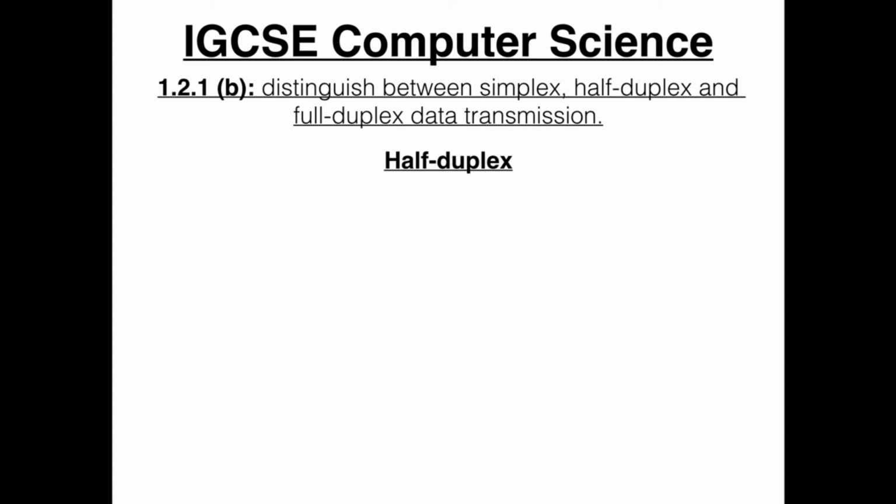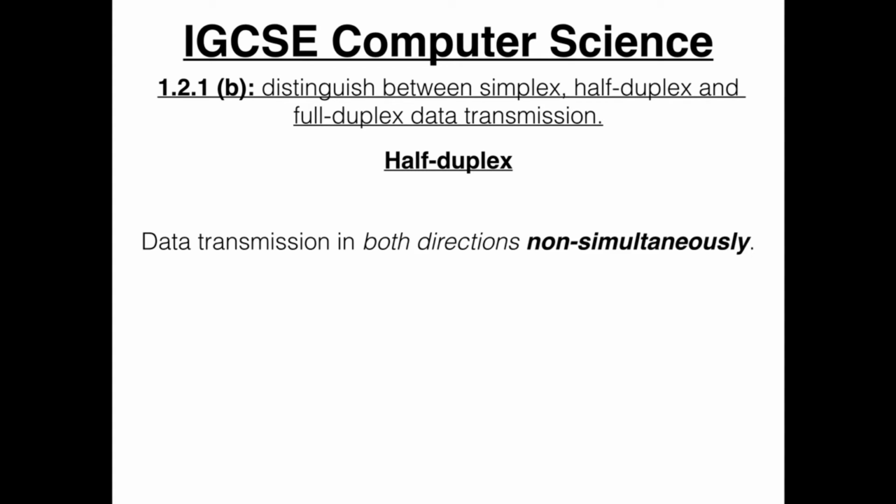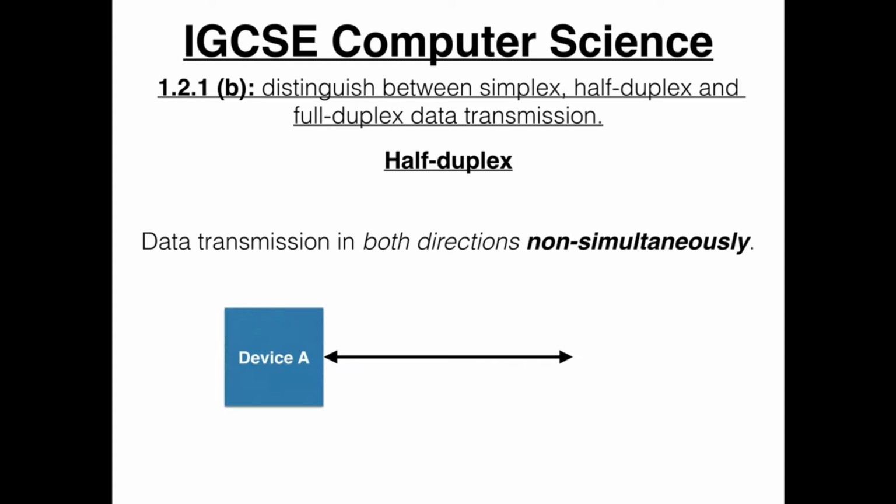Then there's half-duplex. Half-duplex is data transmission in both directions, but non-simultaneously, so not at the same time. Here's how it should look. What I'm trying to say here is both directions non-simultaneously. Device A can send data to device B, and device B can send data to device A, but not at the same time. I hope that makes sense.